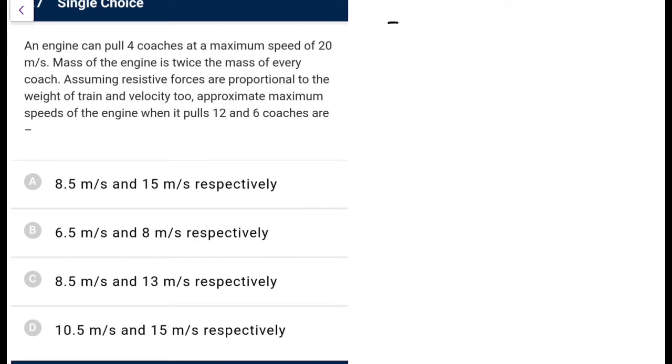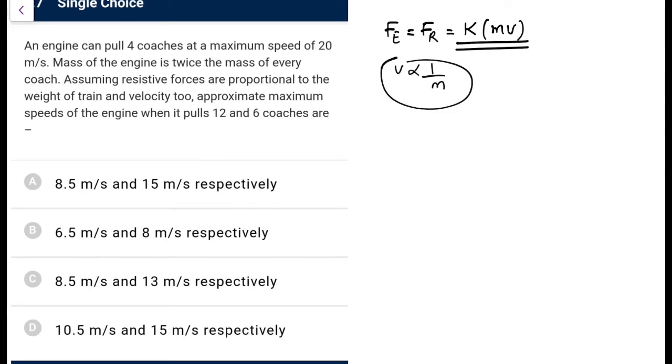So here we can say the force delivered by the engine at the peak end would be equal to the resistive forces, which is given proportional to, let's say, k times mass into velocity. So this factor should remain same, or you can say that maximum speed would be inverse to the mass. That is what I can directly say.